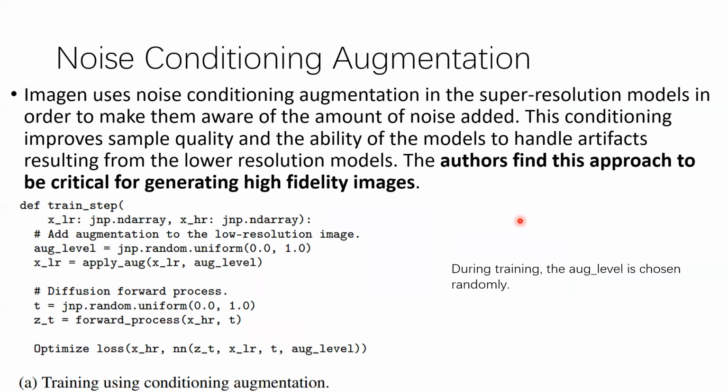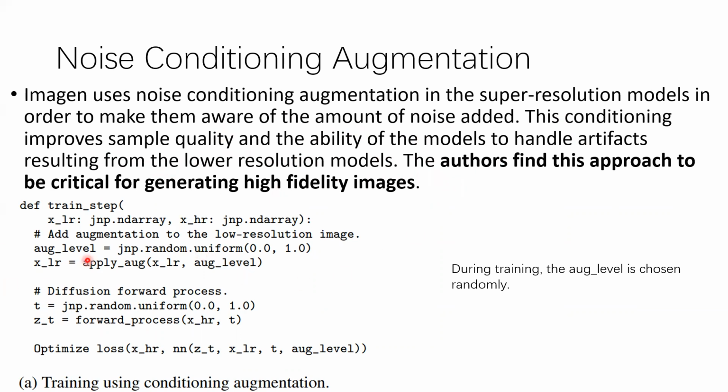Another thing is this noise conditioning augmentation. They use this technique in the super resolution model in order to make them aware of the amount of noise added. So they just add another conditioning input, which is how much noise was added. They find it improves the sample quality and the ability of the model to handle artifacts resulting from the lower resolution models, and it's very critical for generating high fidelity images.